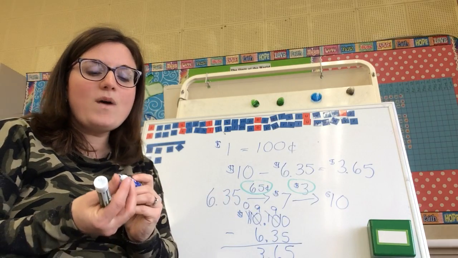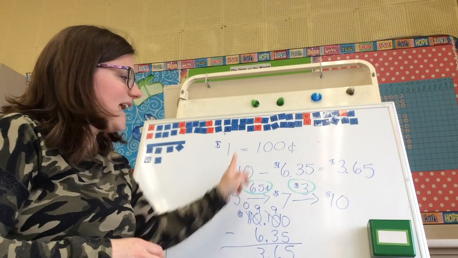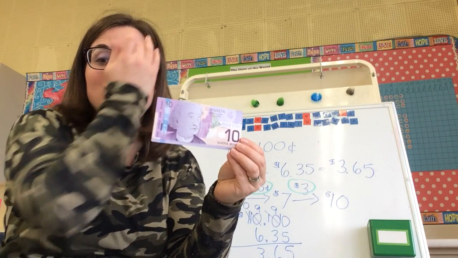So you can always stack them if you need to, or you can count up to get to your $10, is actually how you would go about finding your change, okay?